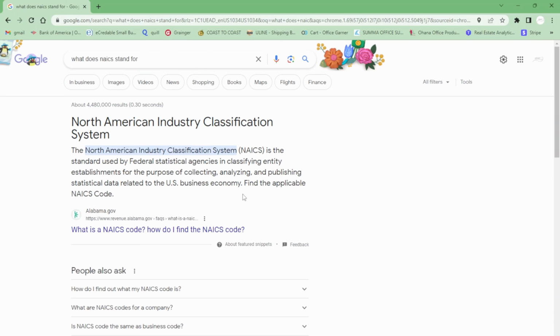So all this is pretty much saying is just a way for the government or other officials to find out what your business industry is. Say for instance, every industry has its own code. So let's just jump into that because I can better explain. I'm more of a visual learner, I don't know about you guys, but let's roll on into it.